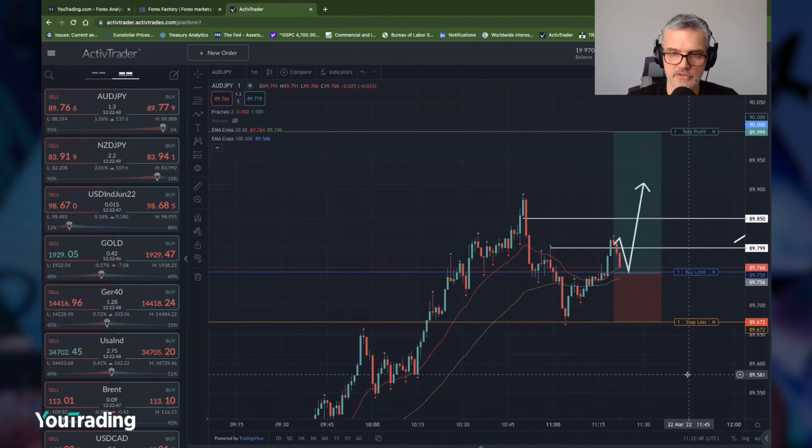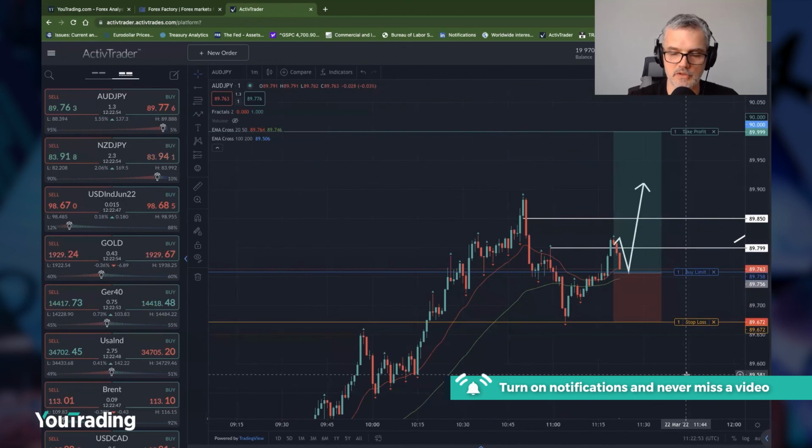So using fundamentals to make sure that we're in the right trades, sentiment to make sure we're in the right direction, and then technical analysis to make sure we get the right price.